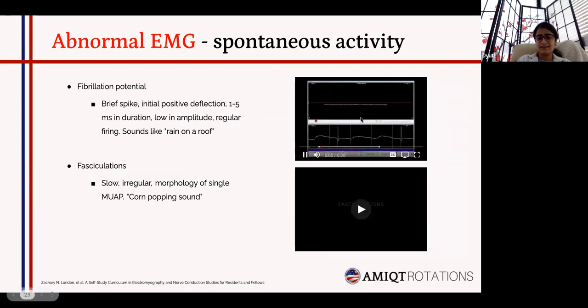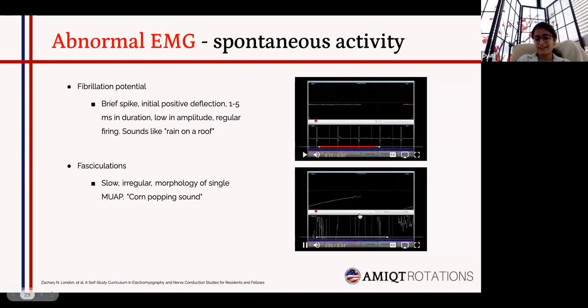So this is how a fibrillation potential looks like. It would be a regular response with a brief spike, and we can listen to it here, but it usually sounds like rain on the roof. Whereas with fasciculations, since they are produced by the motor neuron, we will see a motor unit action potential morphology. And it would be quite irregular, not like the regular firing that is seen in a fibrillation potential.